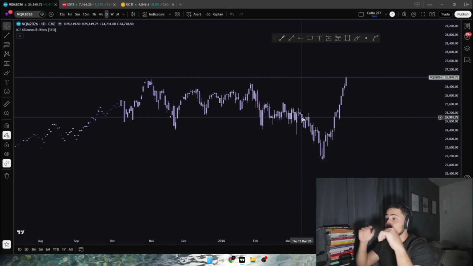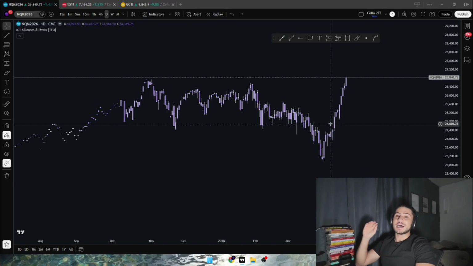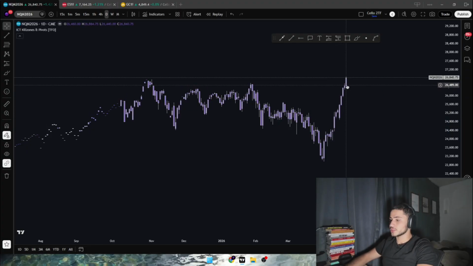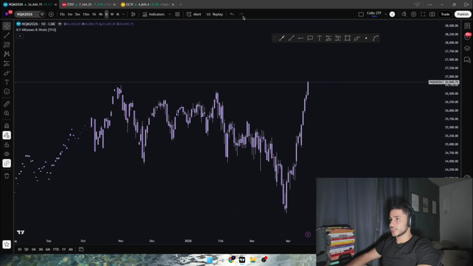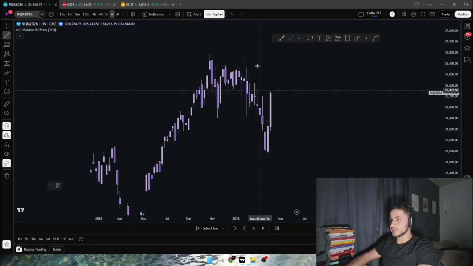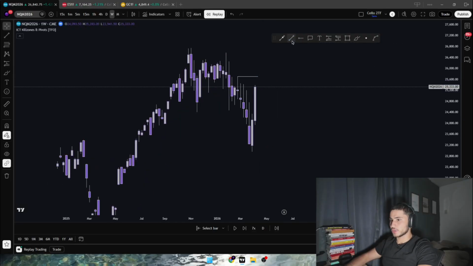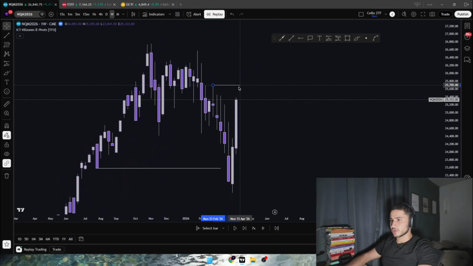Alright guys, so today we are going to make a recap of the past week. We had a very bullish week from 13th of April till 17th of April. Going to make a quick recap. So first we start on the weekly. What my target was for this week was this swing high. This was my target. We already took out many liquidity right here and I was targeting this high.